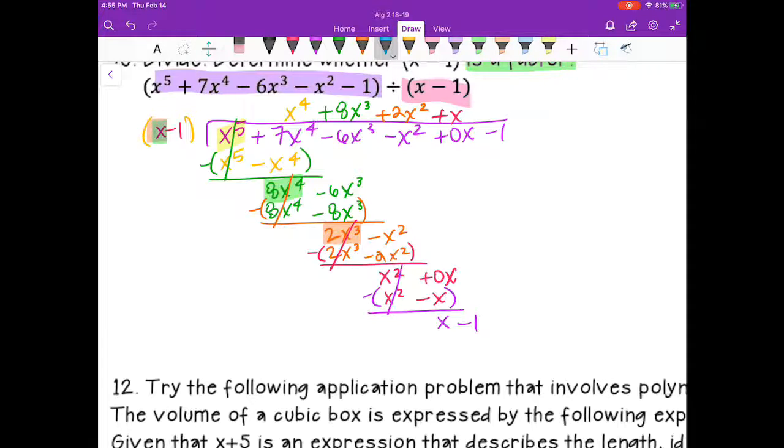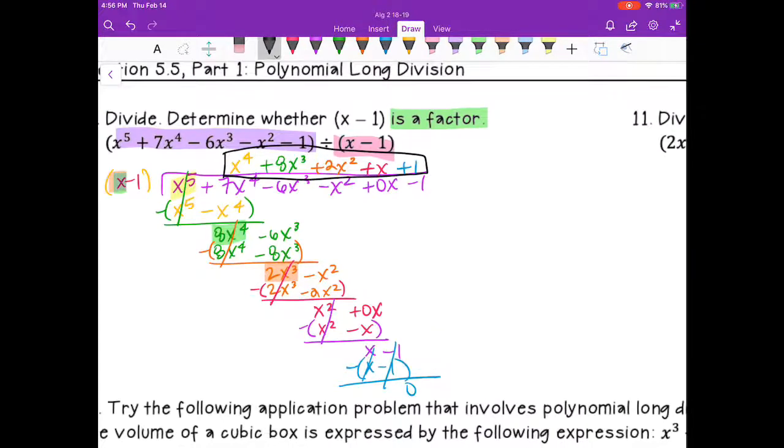Hey, what do I multiply x minus 1 by in order to get x minus 1? A positive 1. Now, when I multiply that 1 through x minus 1, I subtract. Everything cancels. My remainder is 0. So my final answer is x to the 4th plus 8x cubed plus 2x squared plus x plus 1. And my other answer is yes, this guy is a factor.